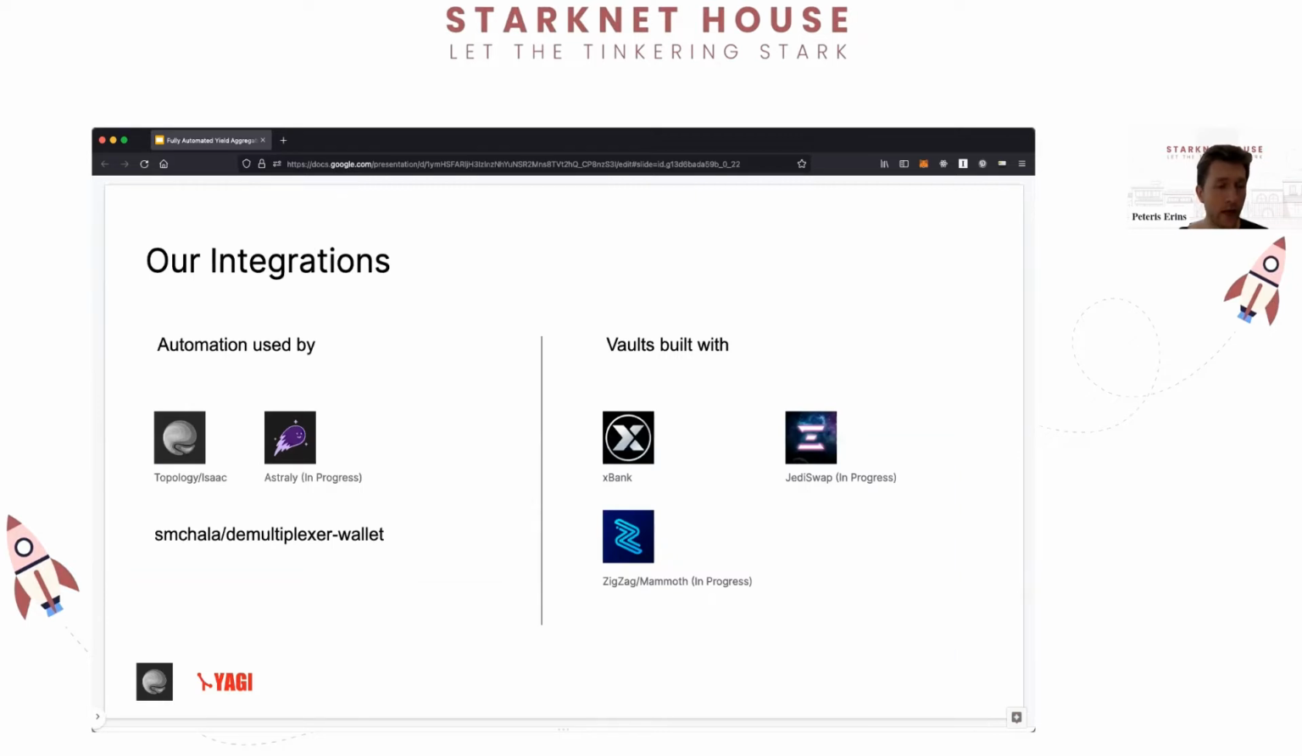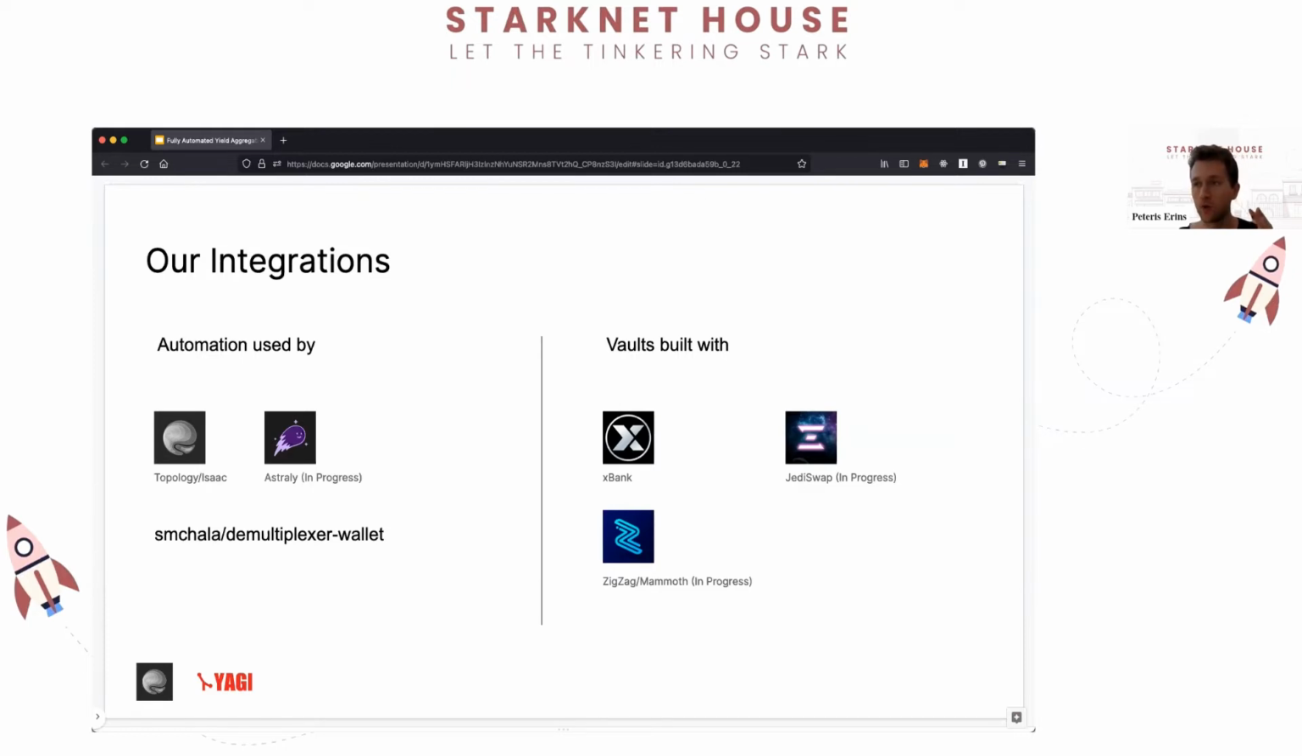We right now are integrated with a couple of different protocols. So automation is used by the ISA game by Topology, which will be familiar to everyone here, I'm sure. And then also the multiplexer wallet. I can see Sammy in the audience here. Also an awesome use case of basically splitting up different transactions on behalf of users. And then in progress with Vistrali and a couple other teams as well.